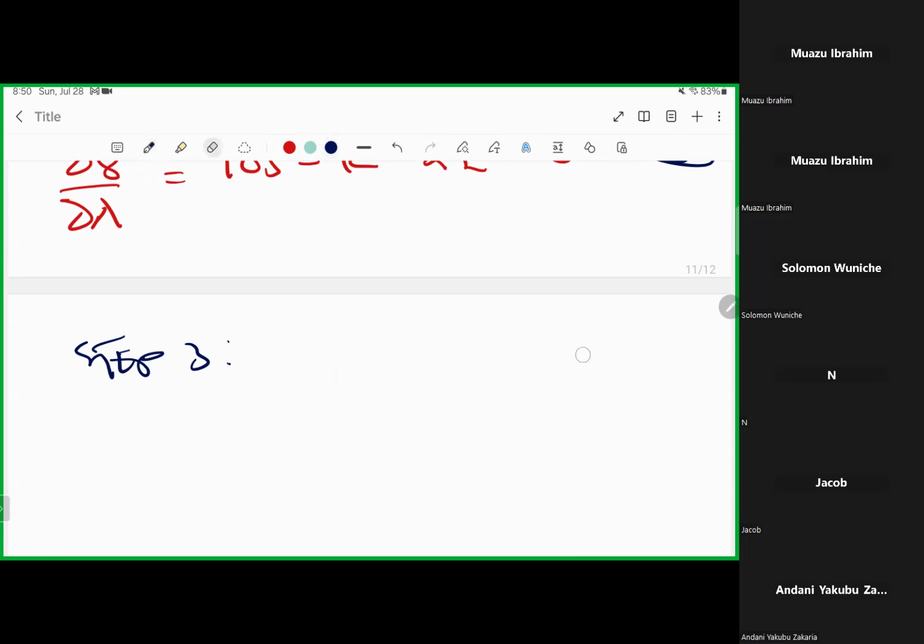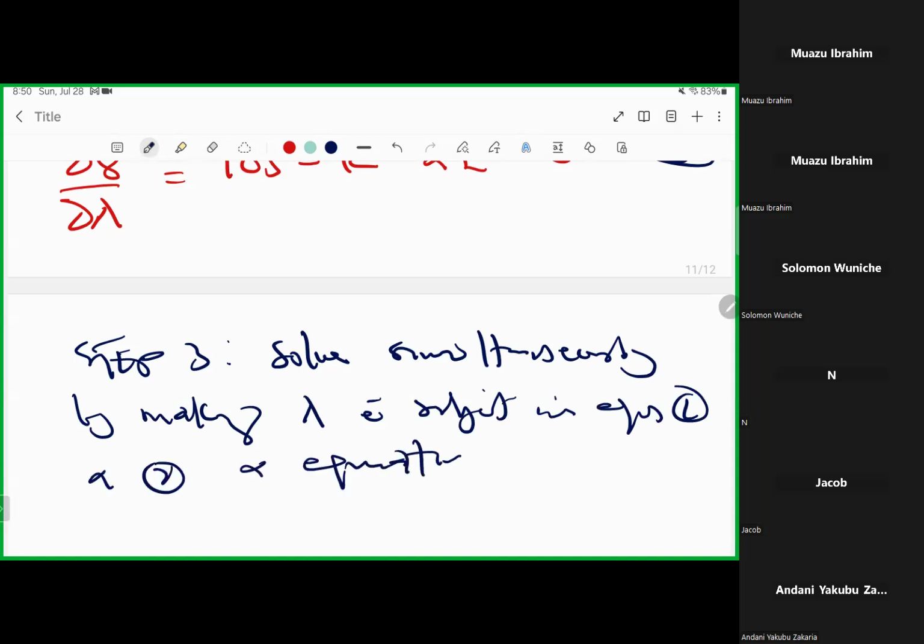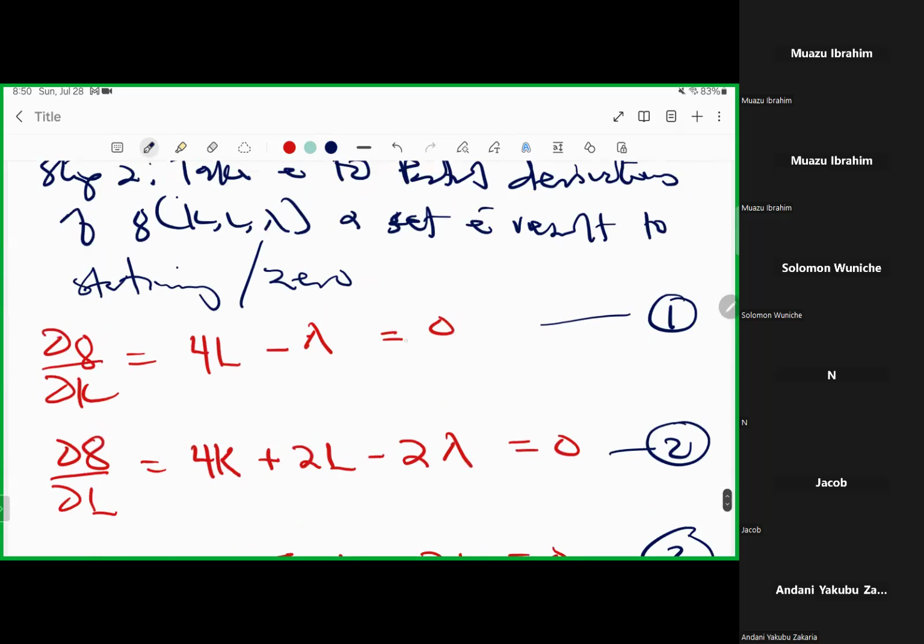So let me just do it this way. Solve simultaneously by making lambda the subject in equation 1 and 2, and then equating the 2. So this is equation 1 and this is equation 2. Remember, from equation 1, if you make lambda the subject, it simply means sending this one across.